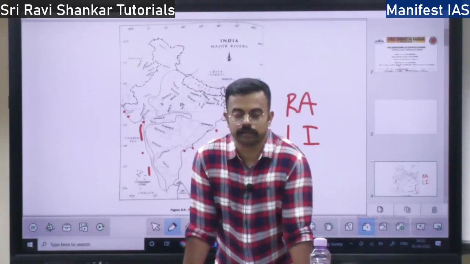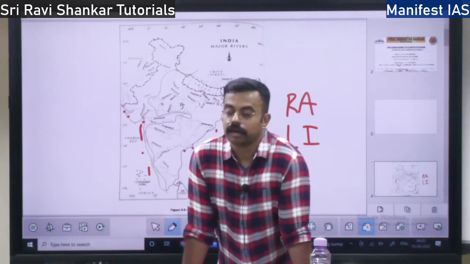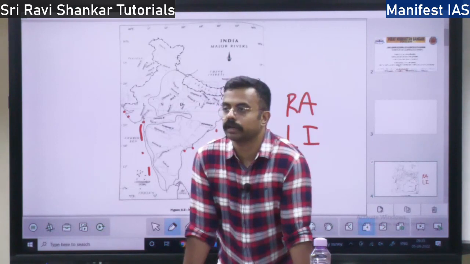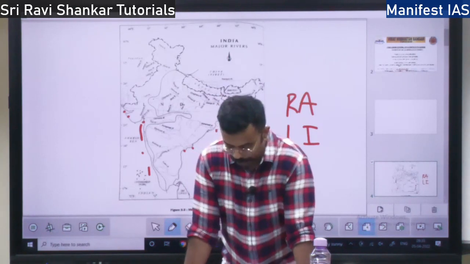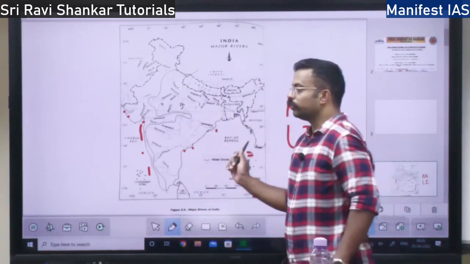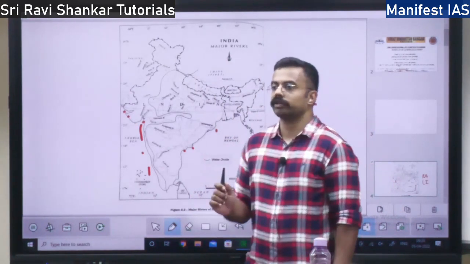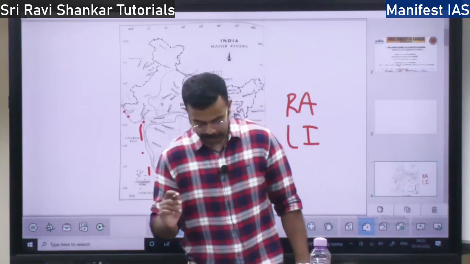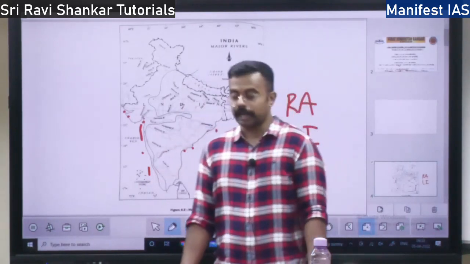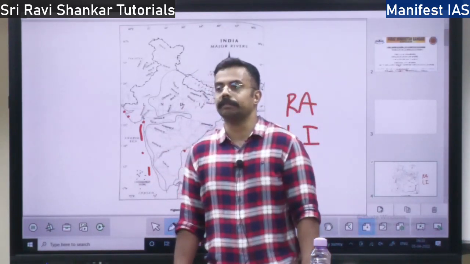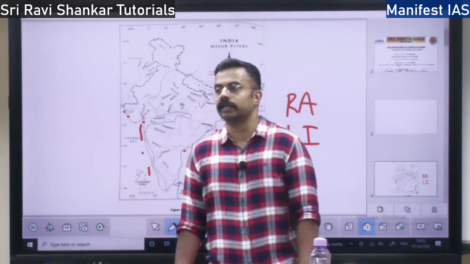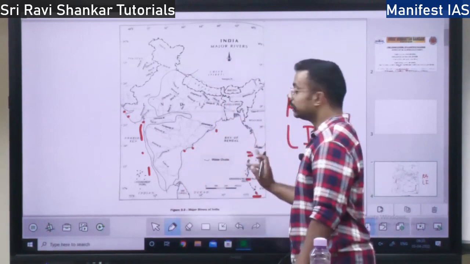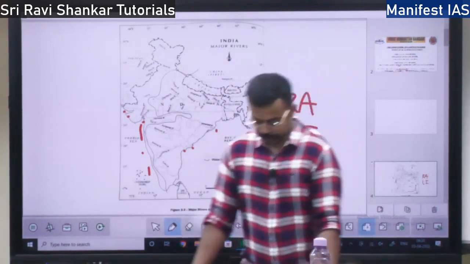We also have a volcanic island in the Andaman and Nicobar. That volcanic island is Barren Island. On Barren Island, you will find the only active volcano in India. It has not erupted in recent decades. Also you will find the highest mountain peak. The highest peak in the Andaman and Nicobar region is Saddle Peak. Saddle Peak is in North Andaman, right? So that is the highest peak.